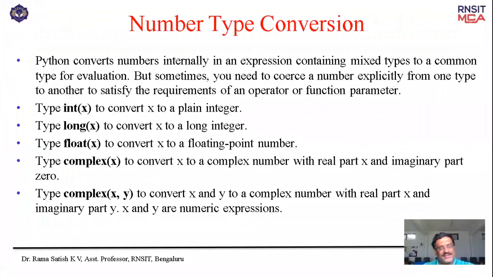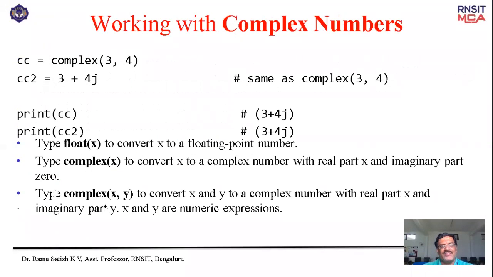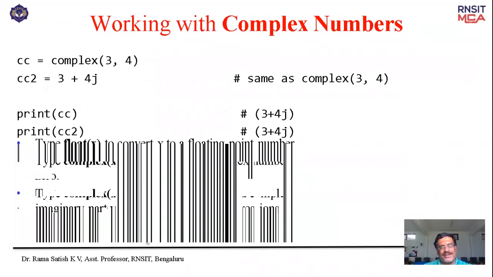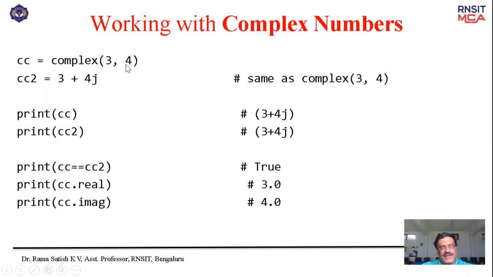Now you can convert from one number to another number. Yes, you can easily convert it. So here is one beautiful example. You can certainly write cc is equal to complex of 3, 4, which is nothing but 3 plus 4j. j is nothing but imaginary. You can compare two complex numbers. Yes. You can print the real part. You can print the imaginary part. So you can do all those things.